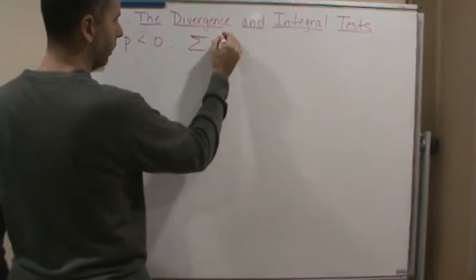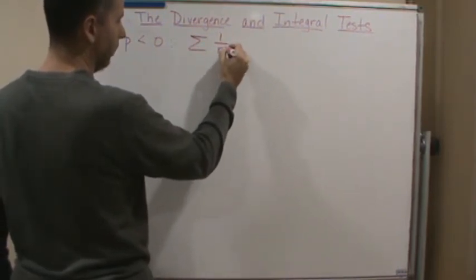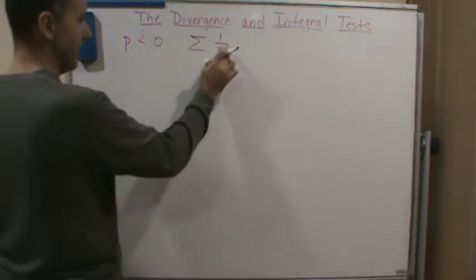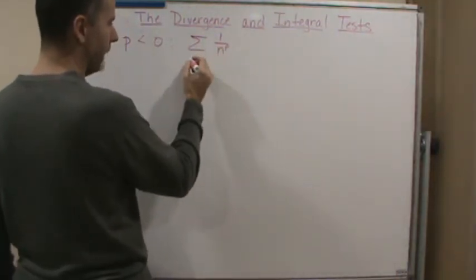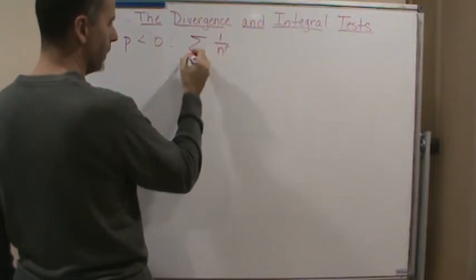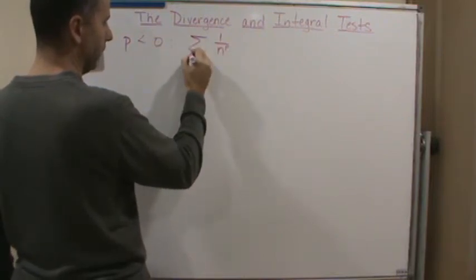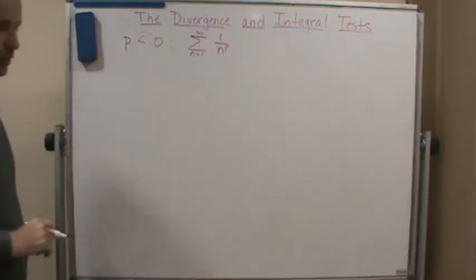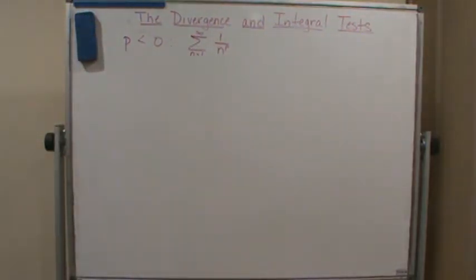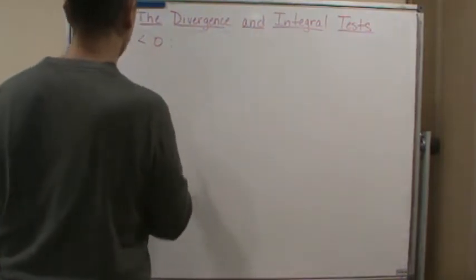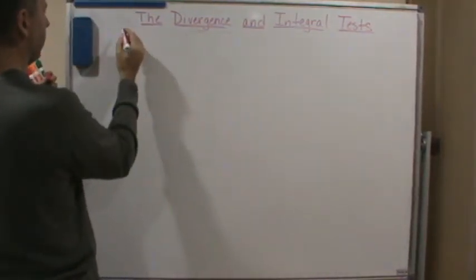We get 1 over n to the p, but what happens to 1 over n to the p if p is negative as n goes to infinity? So again, let's look at the nth term. Well, actually, let me write this out.